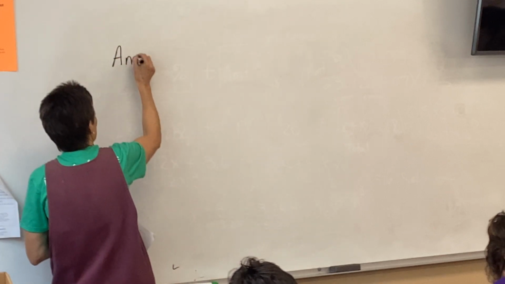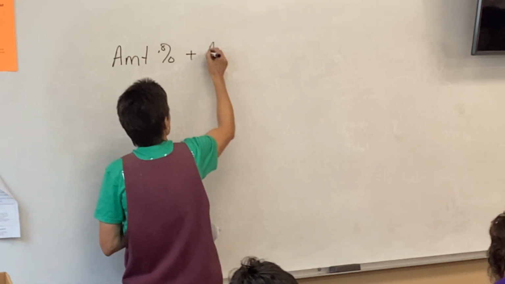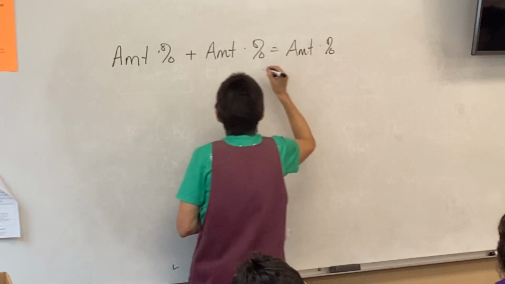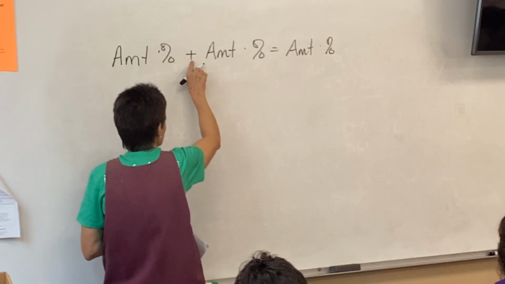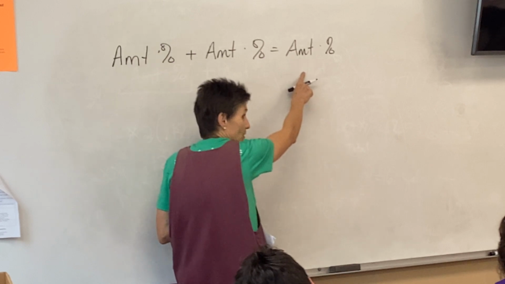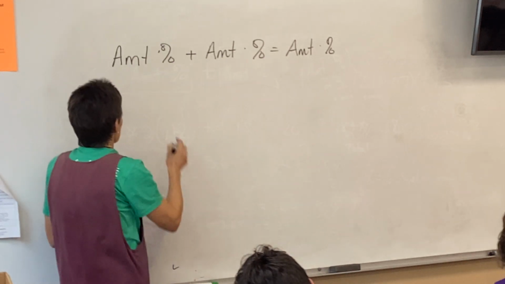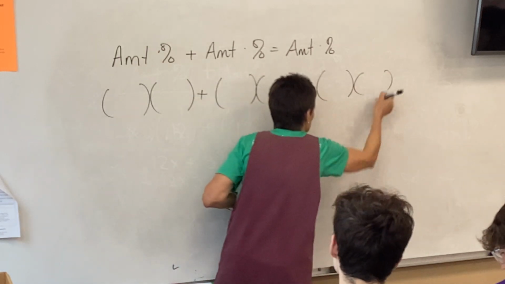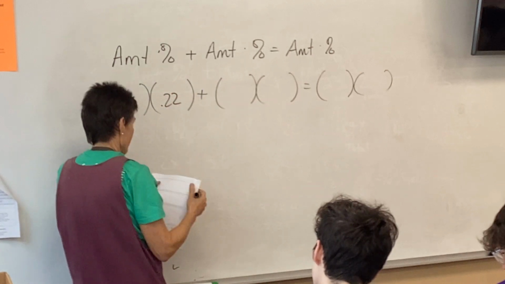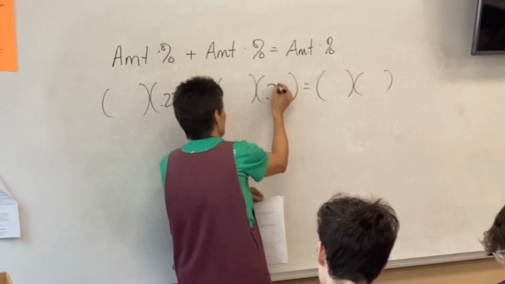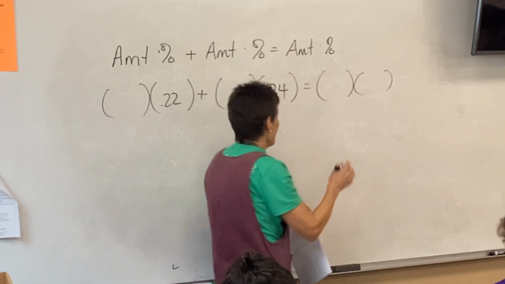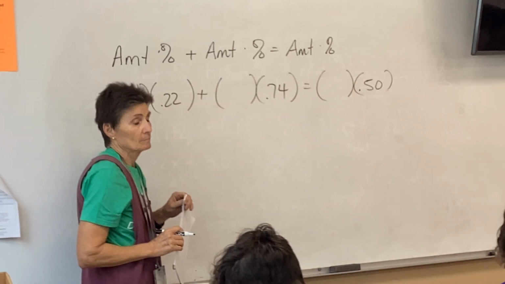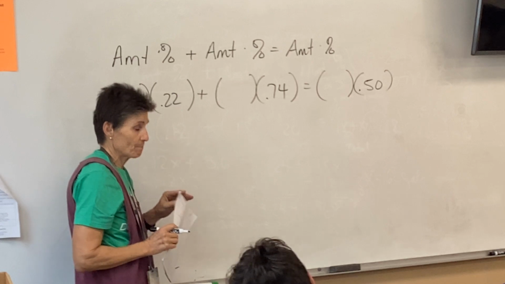This is another mixture, so I'm going to write amount times percent plus amount times percent equals amount times percent. So these are the 2 things that I am mixing together, adding them together, and then this is my result over here, the final mixture. So what are my percentages? Got 22%, got 74%, and we're going to end up with 50%. Everybody good with that?